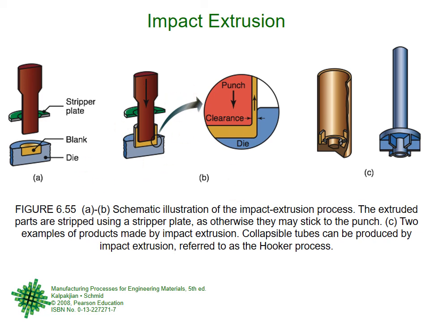So impact extrusion is also an indirect or backward extrusion process, but rather than gradually applying the load, you apply the load by a hammer load, impact load, as a punch, right? So this is there, and as I said, even if you take just that one example of Pepsi cans and so on, there are millions of them produced, okay?